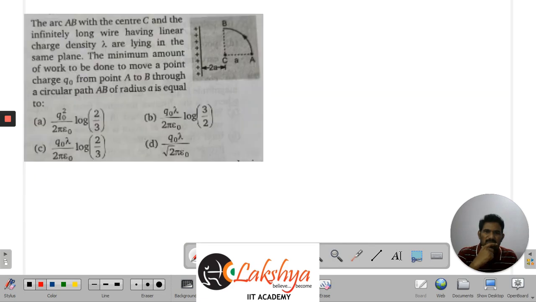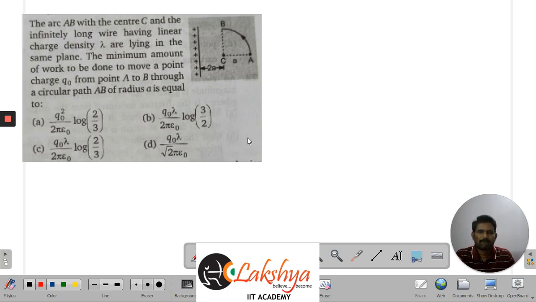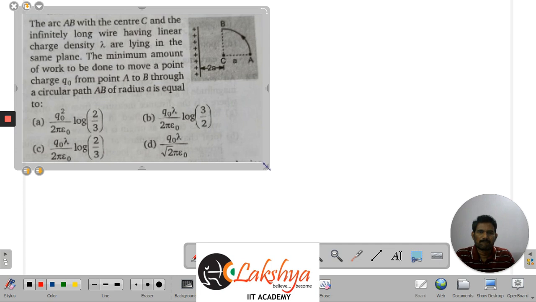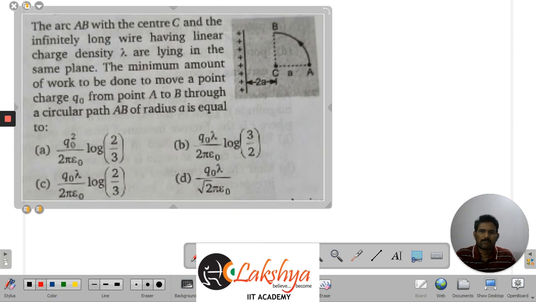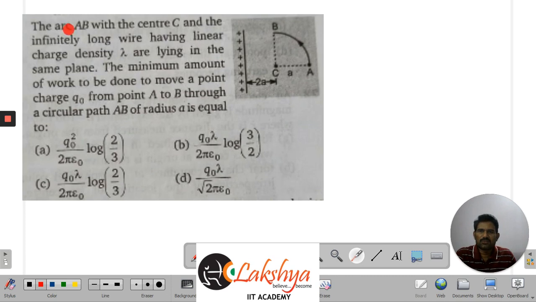So next let us see some work done problems here. Let us see this problem now. So let us see this question. An arc AB with the center C and an infinitely long wire having linear charge density lambda were lying in the same plane. The minimum amount of work done in moving a point charge q naught from A to B through the circular path AB of radius A is equal to.